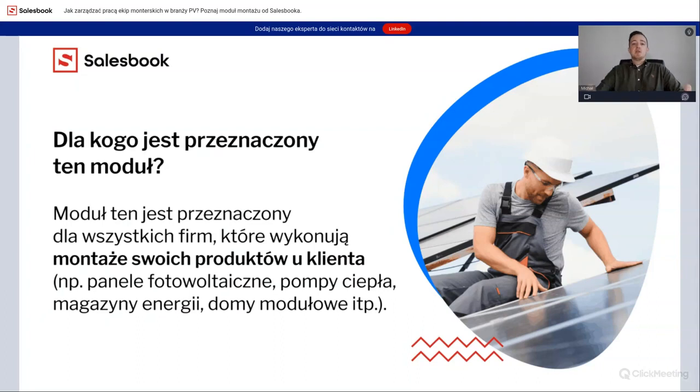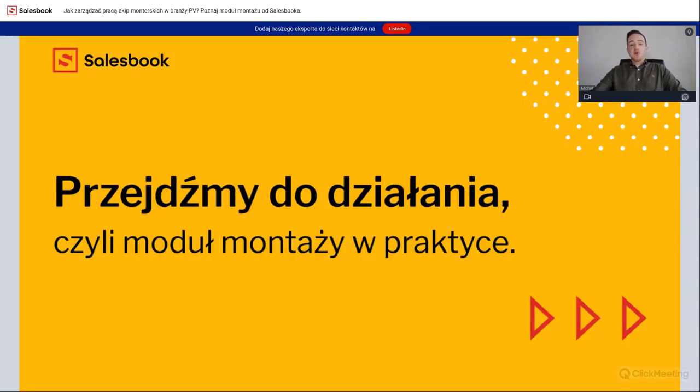So, for example, if you do not sell heat pumps or photovoltaic panels, but, for example, modular houses, remember that we can also implement such a module for you. Salesbook is a flexible sales enablement tool for many industries. In this case, if we already know this, we can move on to the practical part, which is for me to show you the assembly module in practice.